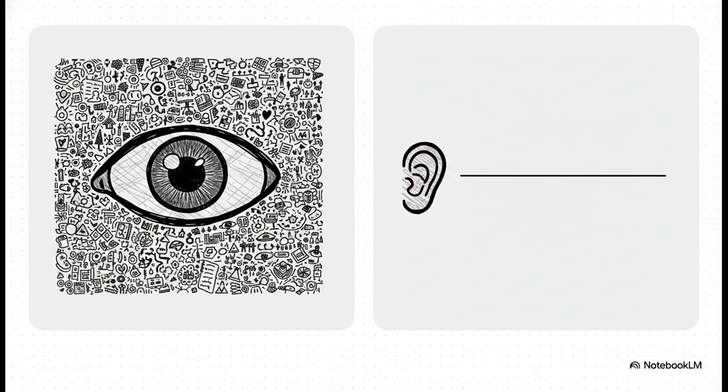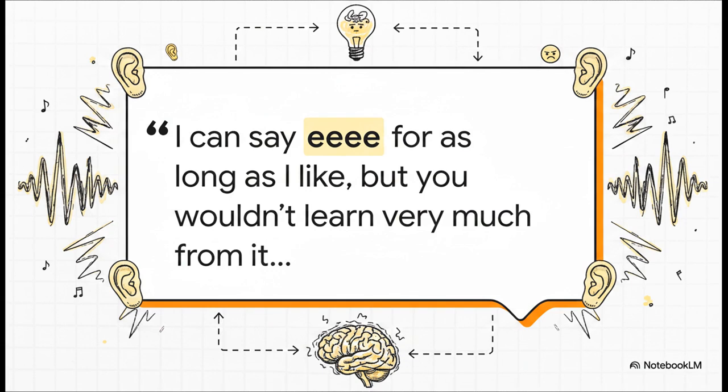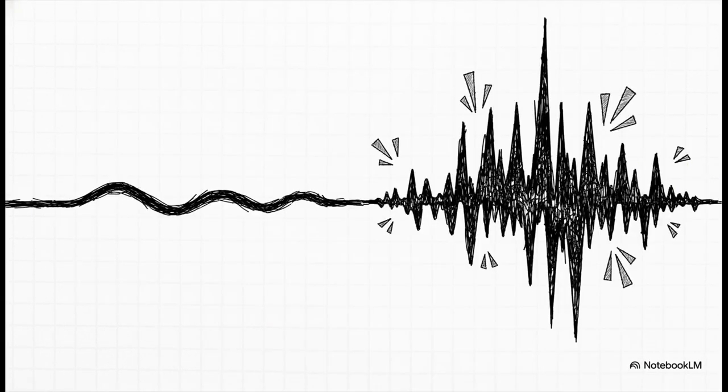But a perfectly still, continuous, unchanging sound, it gives you almost zero information. As the source material dryly notes, I can say E for as long as I like, but you wouldn't learn very much from it. Except, well, maybe about the state of the speaker's mental health. True auditory information relies entirely on variability.